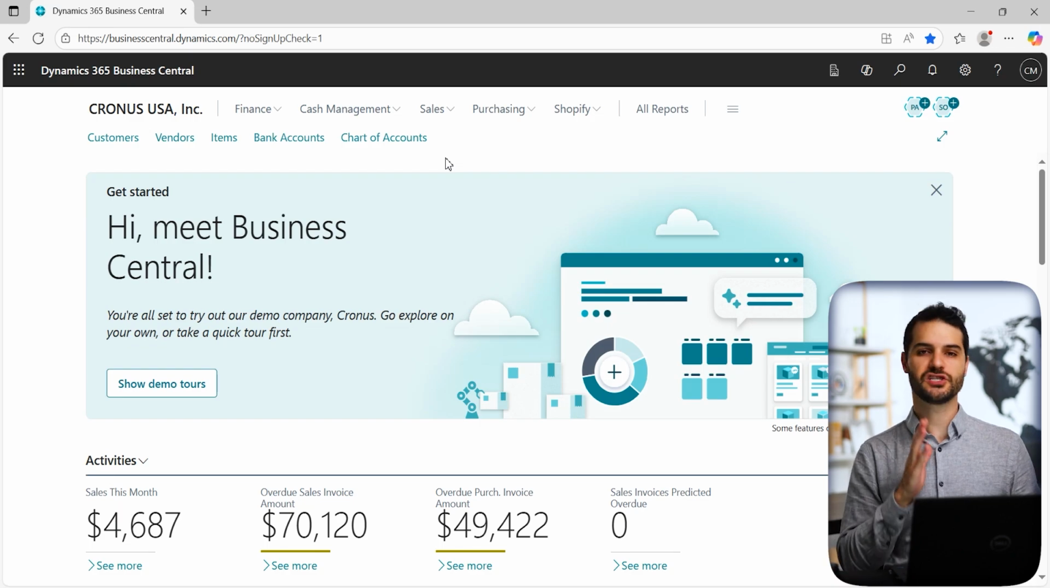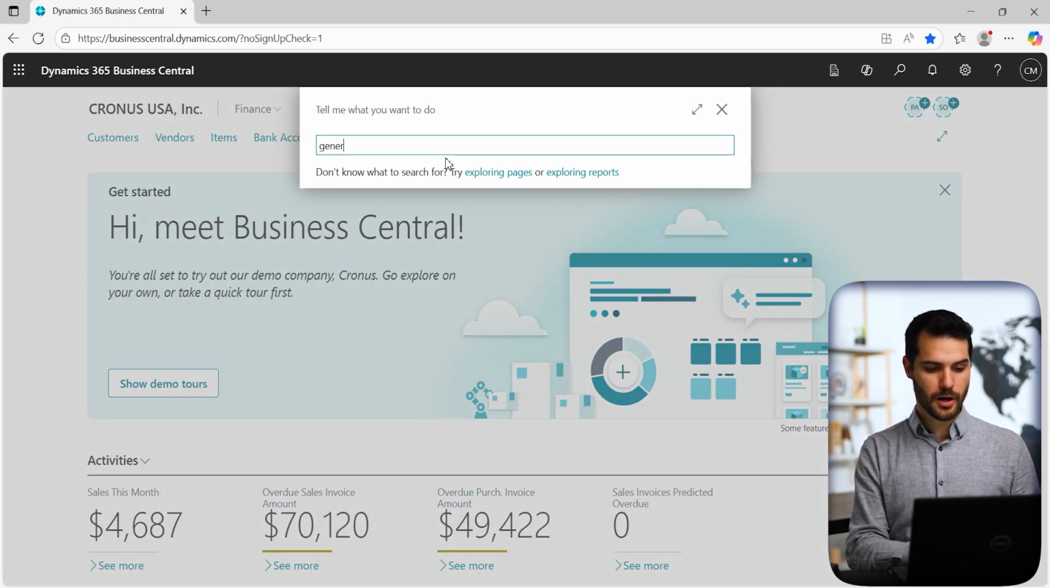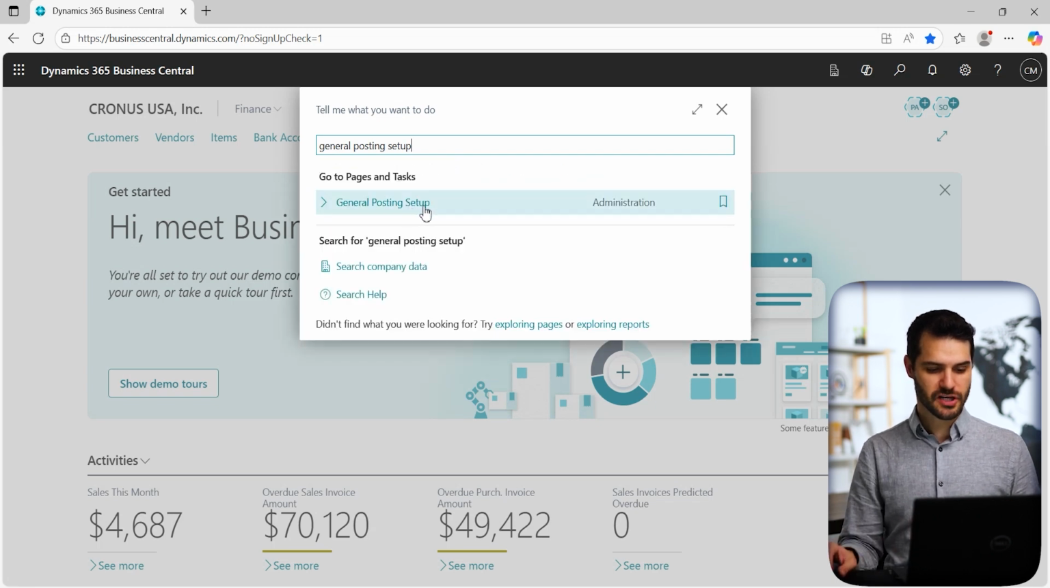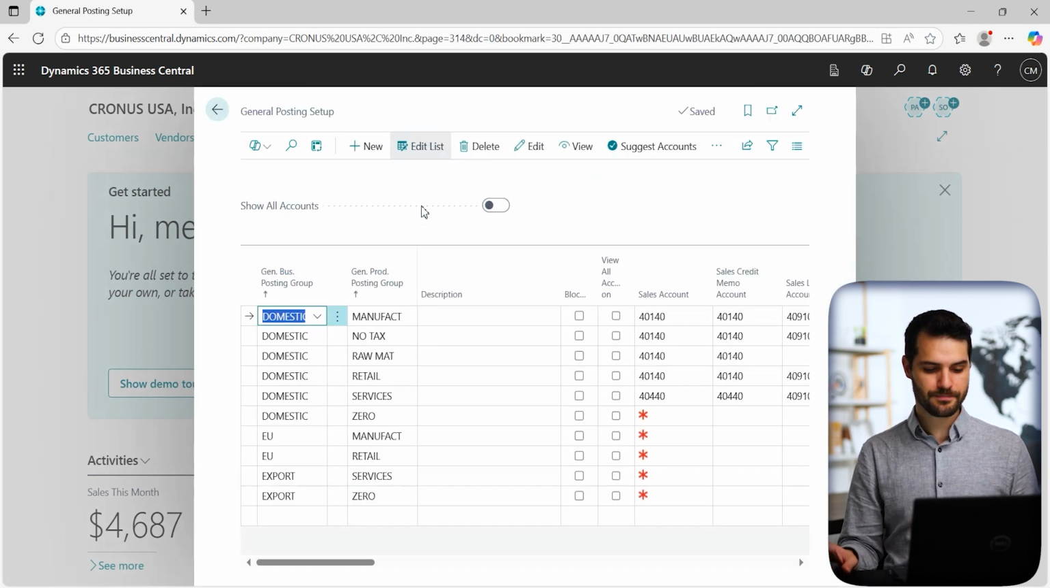And to give you a better understanding of how that actually works in the system, because so far this is all theoretical, let's actually dive into Business Central. So if we want to get into general posting groups, the first place we would go is the general posting setup. And you can see that right here, general posting setup. And if we click on that, this should start to make a bit more sense.